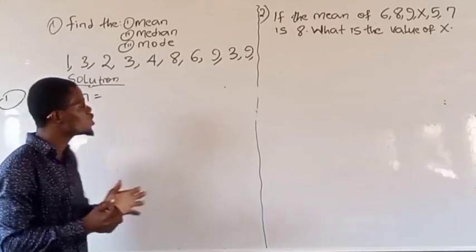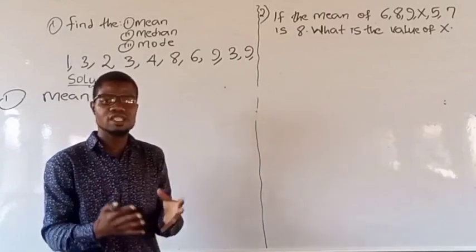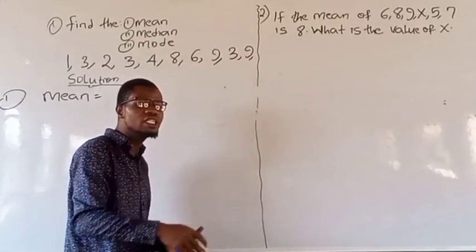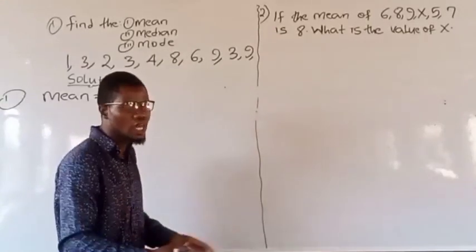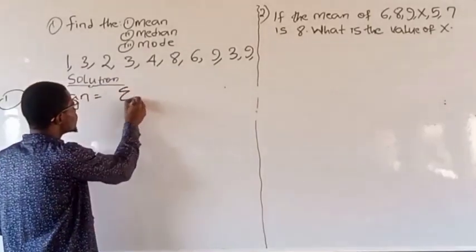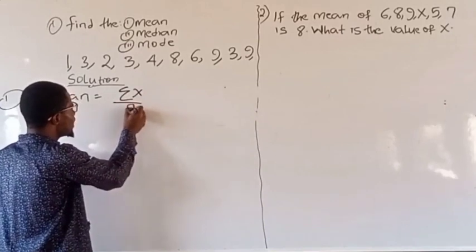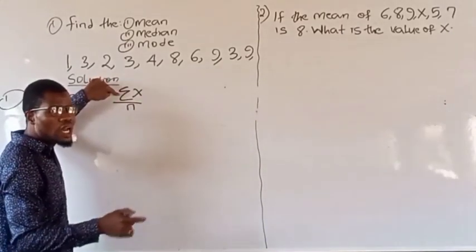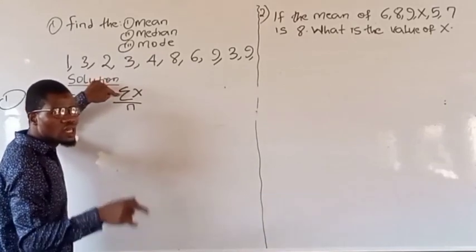And don't forget, what does mean mean? Another word for mean is average. That is to say, we have to add all of these values together and divide it by the number of given data. So in this we have summation x over n. You see this symbol here, this symbol is referred to as summation, and another word for summation is addition.